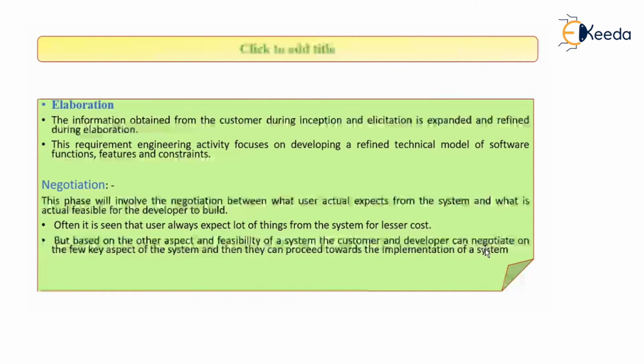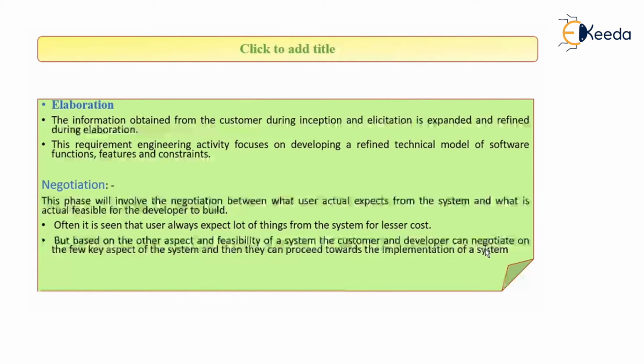Elaboration. The information obtained from the customer during inception and elicitation is expanded and refined during the elaboration phase. This requirement engineering activity focuses on developing a refined technical model of software functions, features, and constraints.